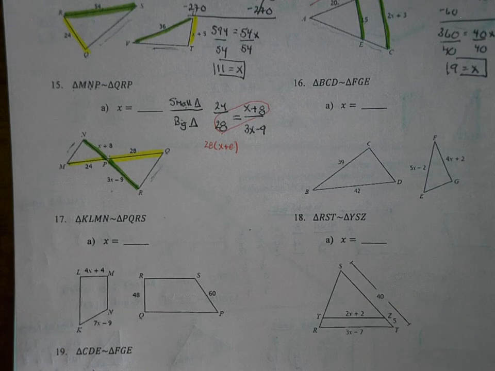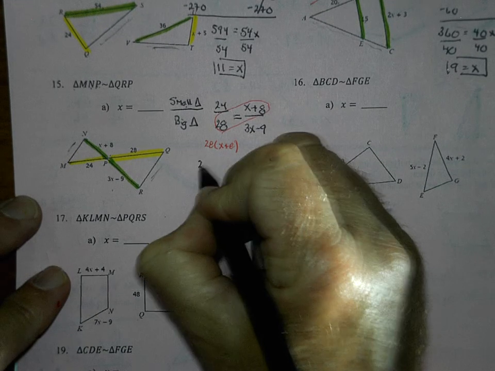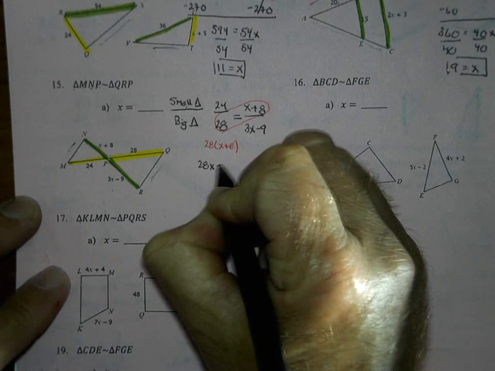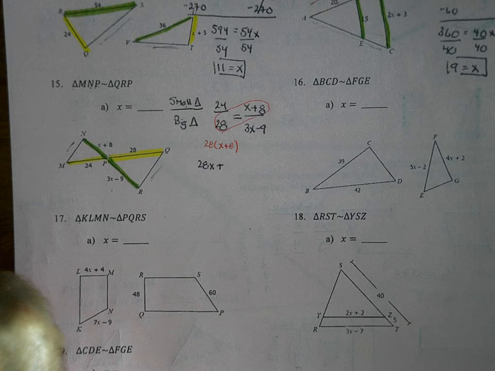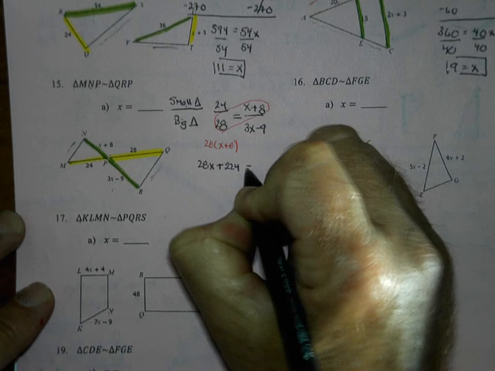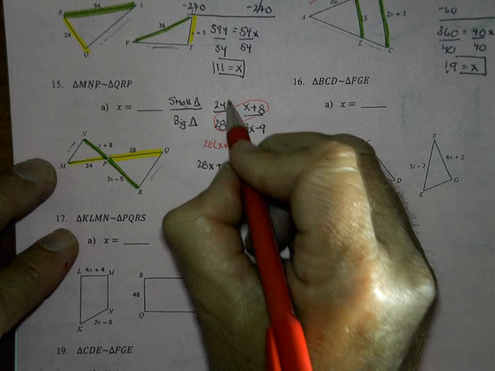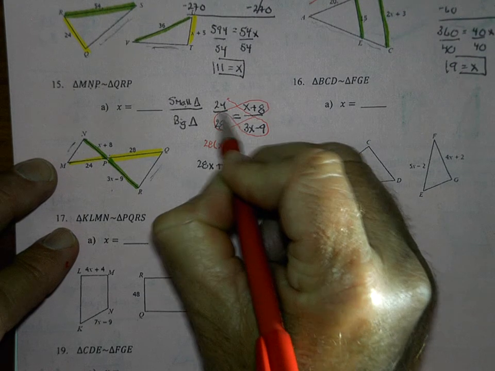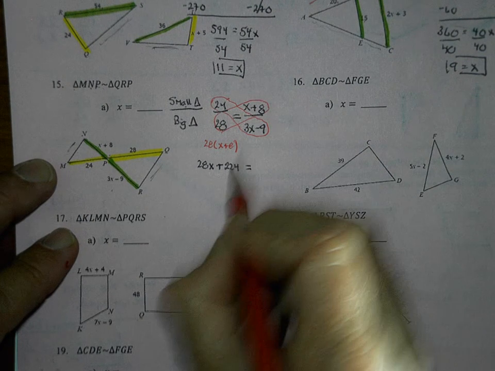To do this, you're going to distribute. So that would give us 28x plus 28 times 8, which is 224. That is going to be equal to, and I'm going to cross multiply the other way. In other words, to get the means, that's called the extremes when I multiply this way.